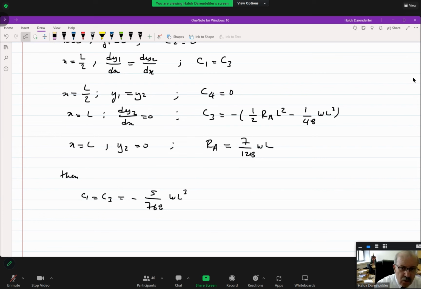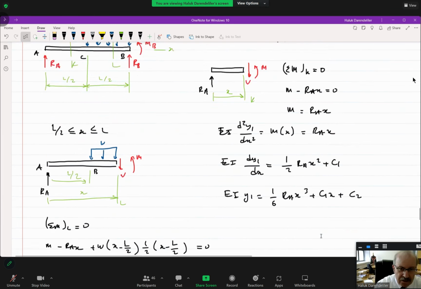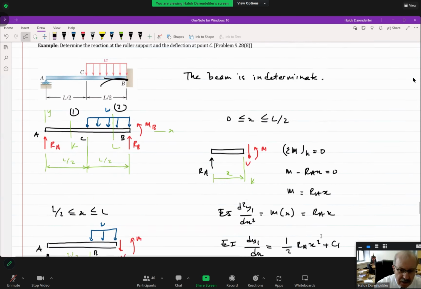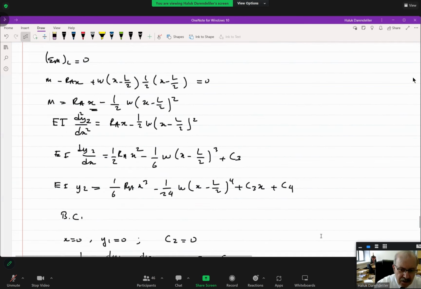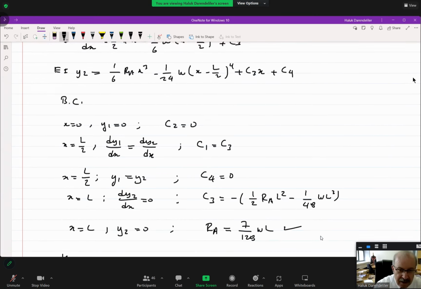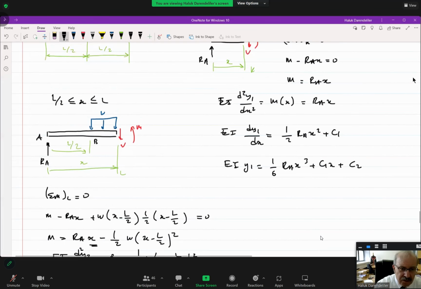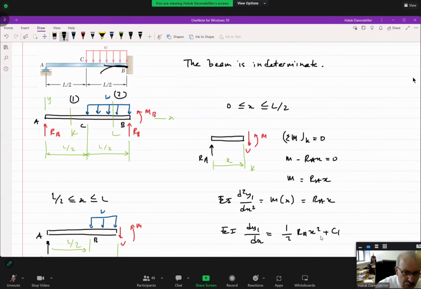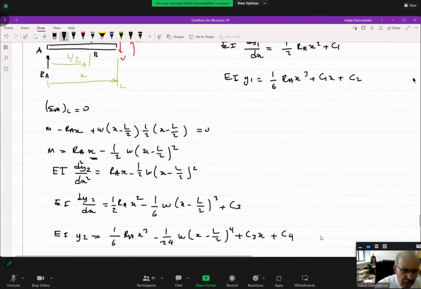Now, what was the question? The question was this: determine the reaction at the roller support and deflection at point C. Okay, the reaction at the roller support is determined. Here is the answer, RA, this is the answer. And then the other one is to find the deflection at C. To find the deflection at C, you can use either Y1's equation or Y2's equation. Let us use the equation of Y1.